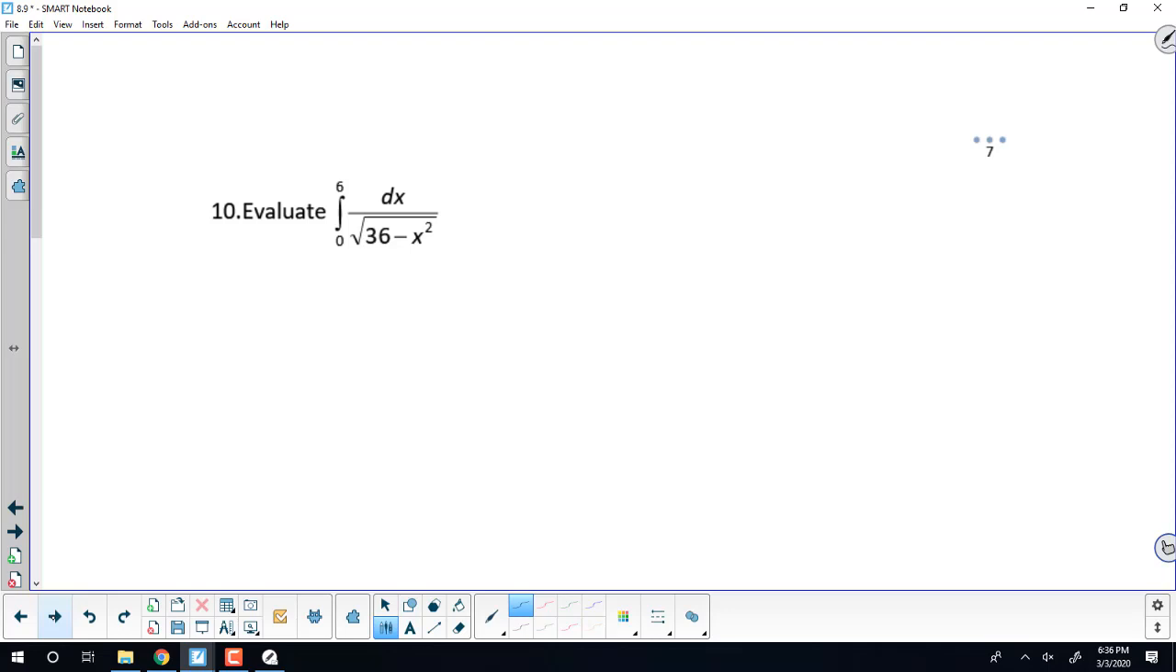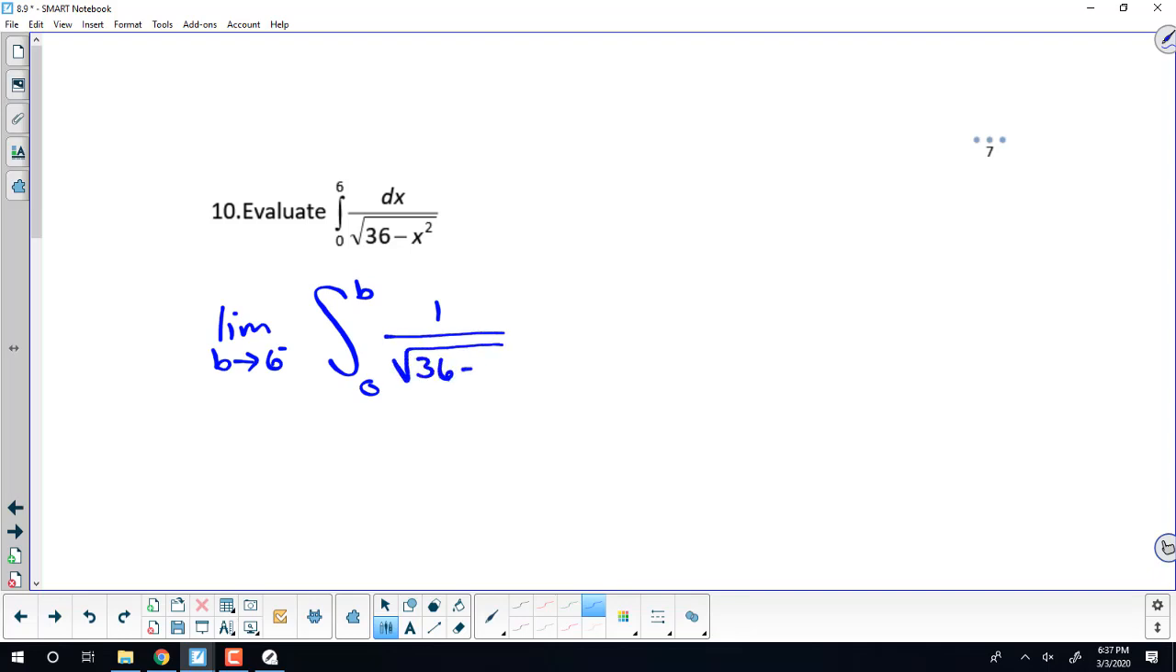Example 10, we've got 1 over root 36 minus x squared. How would we evaluate the antiderivative? Trig sub? Yeah, trig sub could work. Or we could recognize that it's the inverse sine antiderivative, right? So again, issue being not the 0, but the 6 in the upper bound. So we're going to call that b. From 0 to b, we've got to compute the limit as b approaches 6. From what direction? From the left, once again.